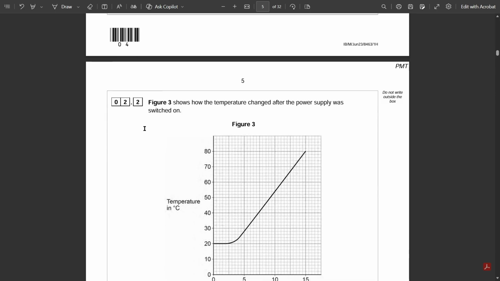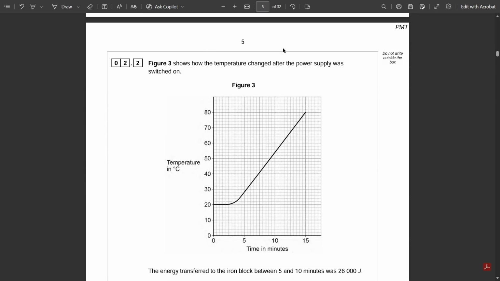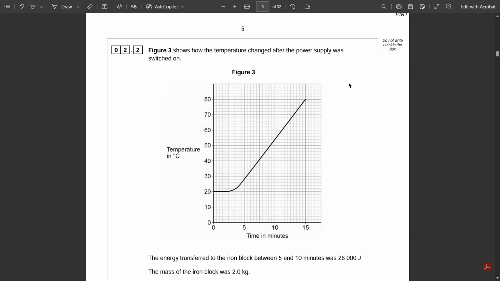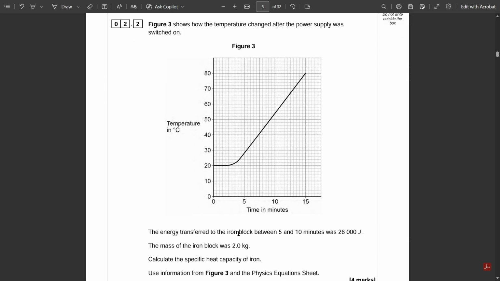And then for question 2, figure 3 shows how the temperature changed after the power supply was switched on. The energy transferred to the iron block between 5 and 10 minutes, which is these points, was 26,000 joules. The mass of the iron block was 2 kilograms. Calculate the specific heat capacity of iron. Well, what we need here is the change in temperature. So the temperature starts at 28 and ends at 54.